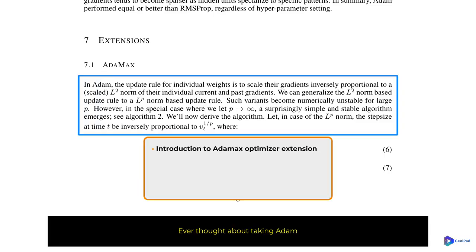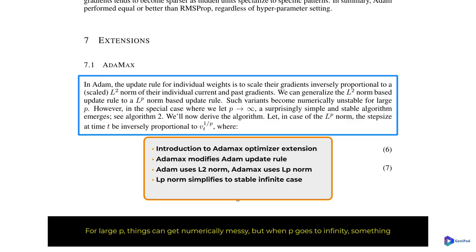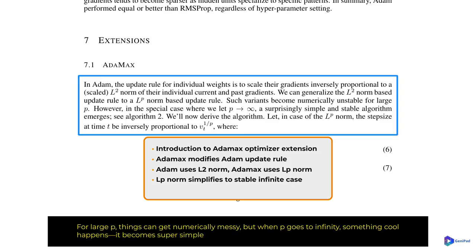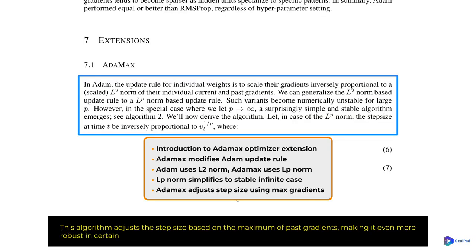Ever thought about taking Atom to the next level? Meet AtomX, an extension that tweaks the update rule. In standard Atom, it scales gradients using a kind of L2 norm, but AtomX generalizes this to an LP norm. For large P, things can get numerically messy, but when P goes to infinity, something cool happens. It becomes super simple and stable. This algorithm adjusts the step size based on the maximum of past gradients, making it even more robust in certain cases.